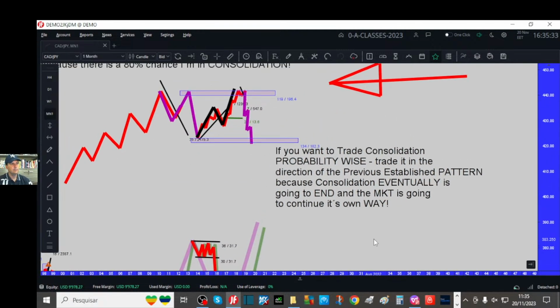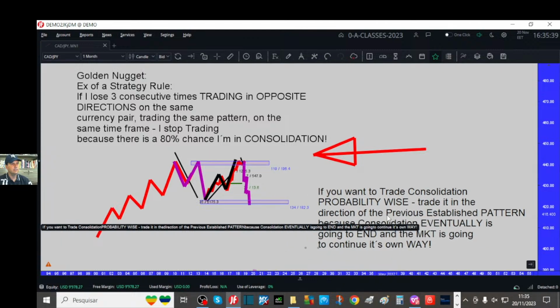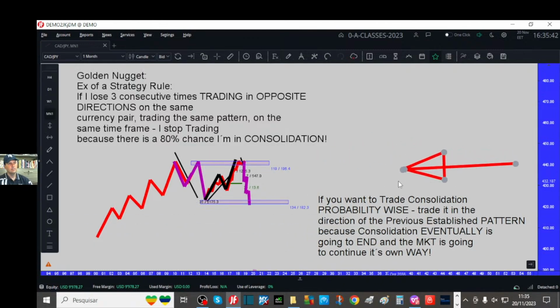Alright, everybody? Take a screenshot of this too. Give me a second. A lot of text today, right? Take a screenshot if you want. If you want to trade consolidation, probability wise, trade it in the direction of the previous established pattern. Again, this makes sense, right? Because consolidation eventually is going to end and the market is going to continue its own way. Take a screenshot, photo, whatever, type in the chat done. Remember, there is no right or wrong.